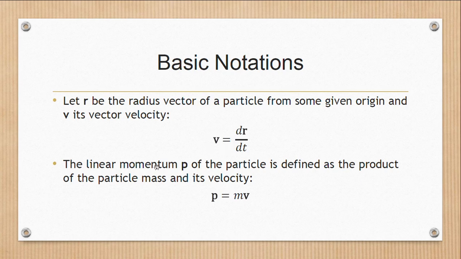The second basic notation is for linear momentum. Linear momentum is denoted by p. Linear momentum of any particle is defined as the product of the particle mass and its velocity. Mass is a scalar quantity and it's constant for most bodies. And p is a vector quantity, linear momentum. v is the velocity vector. p and v both are vector quantities.